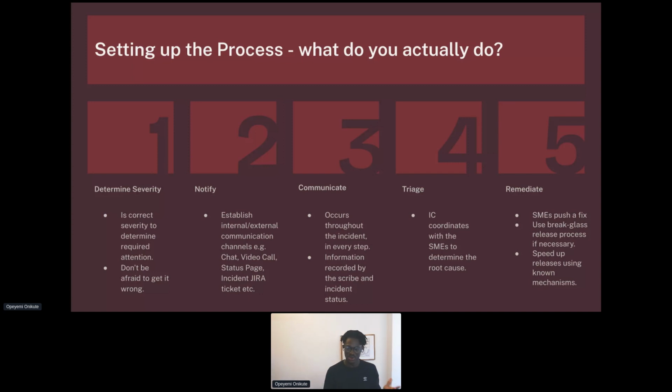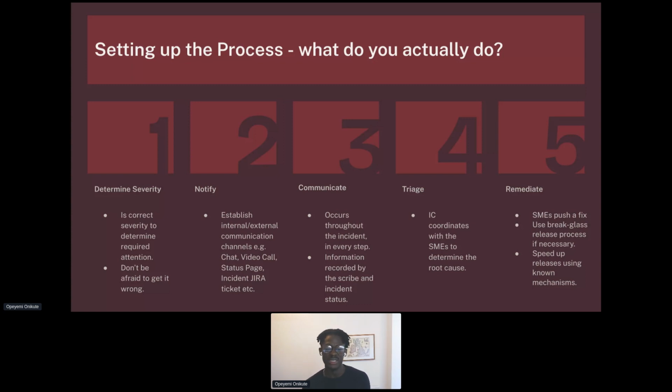This occurs obviously throughout all the incident steps, and this includes all the information recorded by the scribe, and it also includes the incident status. This is where the status page is updated. The incident status is moved from monitoring to whatever the next one is. And yeah, it goes through the entire process, but obviously I need to add it to the list. So there it is.